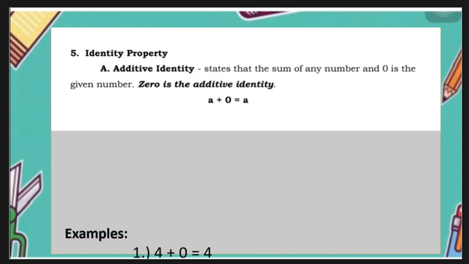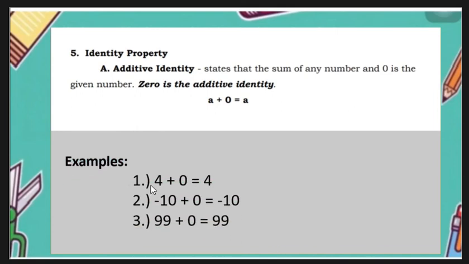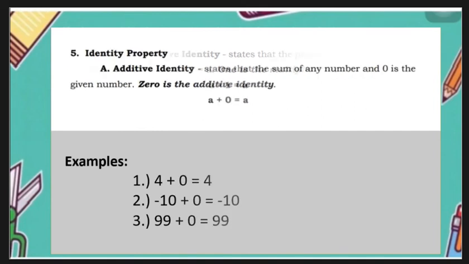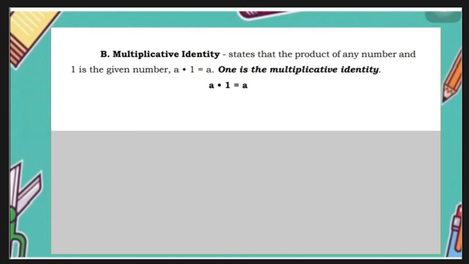For example, example 1, we have 4 plus 0. Since 0 is the additive identity, it is equal to 4. Another one, negative 10 plus 0 is equal to negative 10. The third one, we have 99 plus 0, still 99. Okay, next, we also have the multiplicative identity.